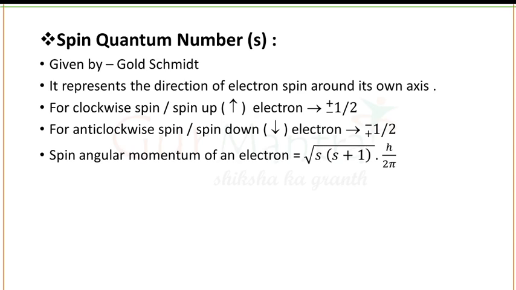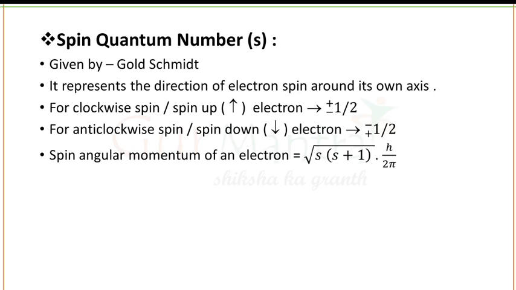The next quantum number is the spin quantum number, represented by the letter s. It was given by Goldsmith. This quantum number represents the direction of electron spin around its own axis. The spin can be clockwise or anti-clockwise. For the clockwise spin, the electron is known as spin up, which has the value plus half. And for the anti-clockwise spin, the electron is known as spin down, and this has the value minus half.